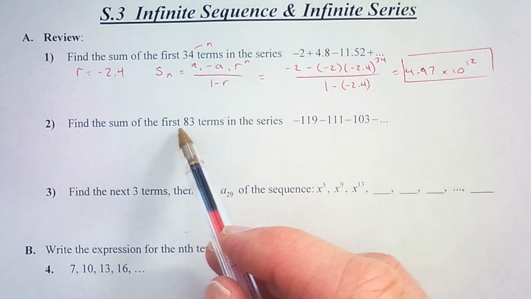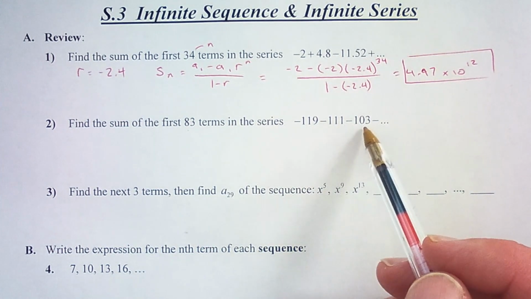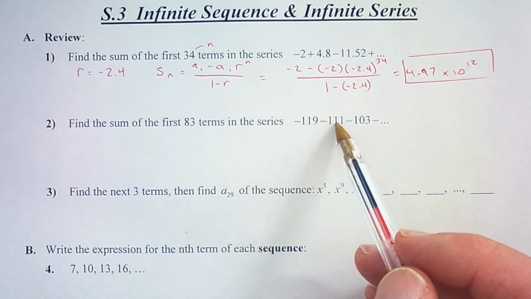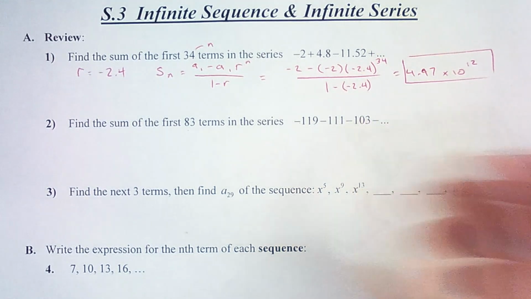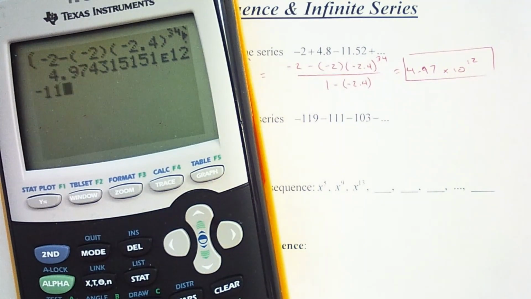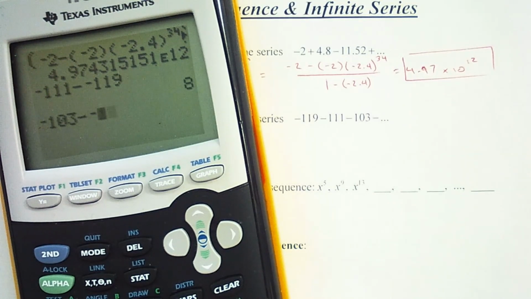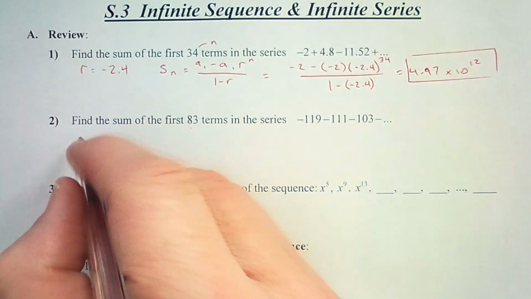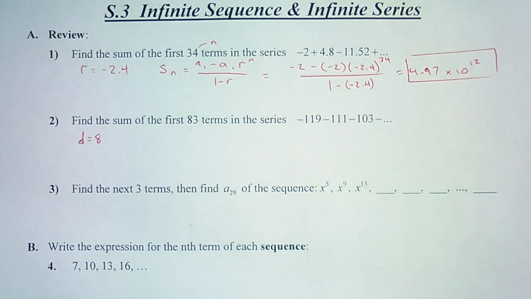Next, we are going to find the sum of the first 83 terms in this series. Now this series, it's not alternating signs and it doesn't look like drastic changes, so I'm going to subtract term 2 minus term 1 and then term 3 minus term 2. So I have negative 111 minus negative 119, and that's positive 8, and then negative 103 minus negative 111 is also 8. So here we have a common difference of 8. So this is an arithmetic series.